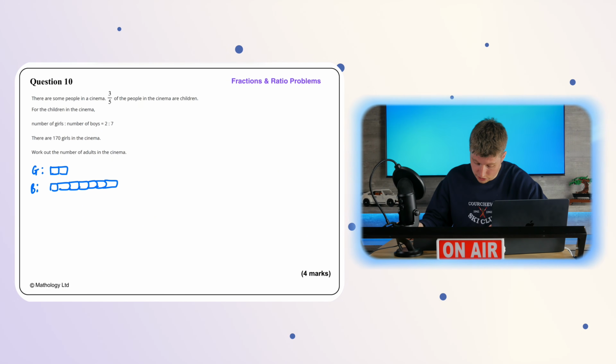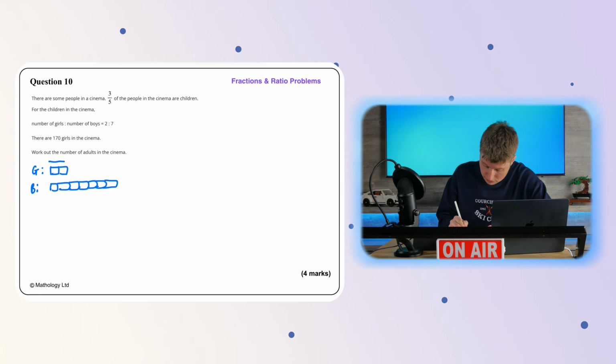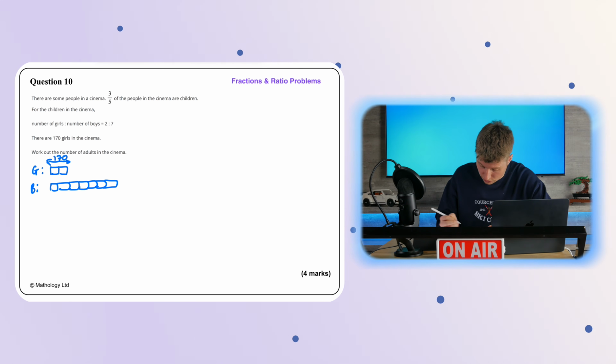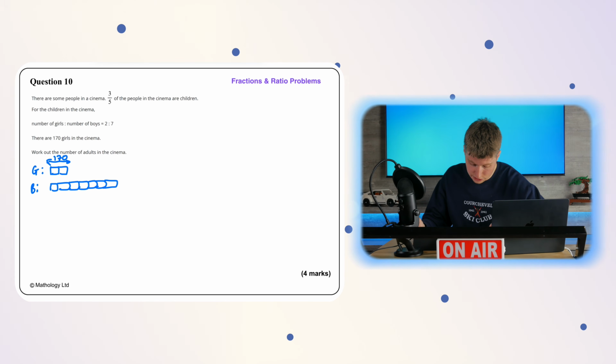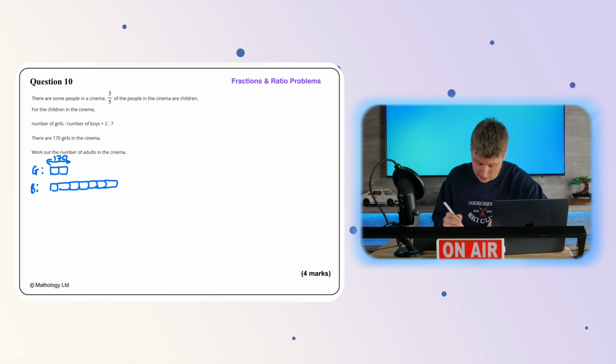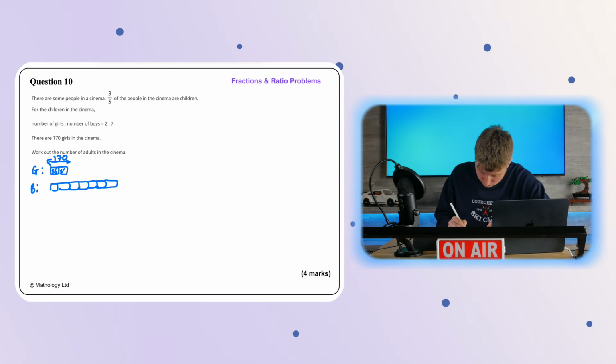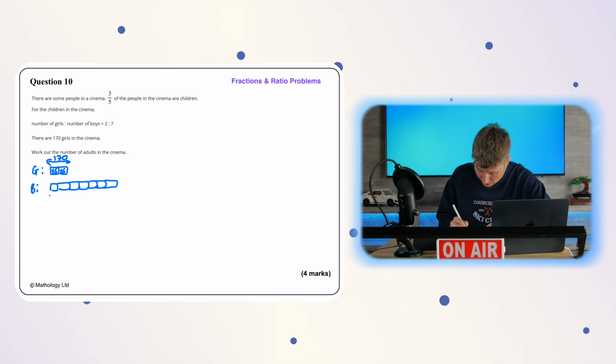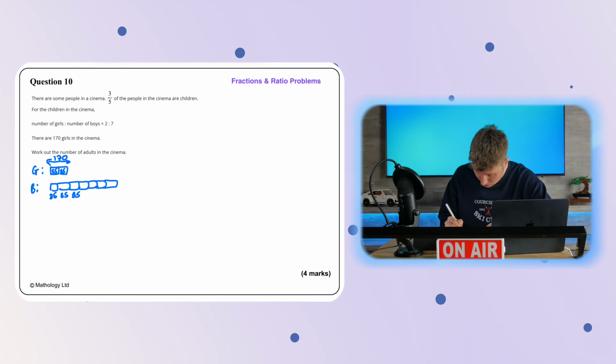We know that there are 170 girls in the cinema. So 170 divided by 2. So 100 divided by 2 is 50. 70 divided by 2 is 35. Add these together, this is 85. So each block is worth 85 in this ratio.